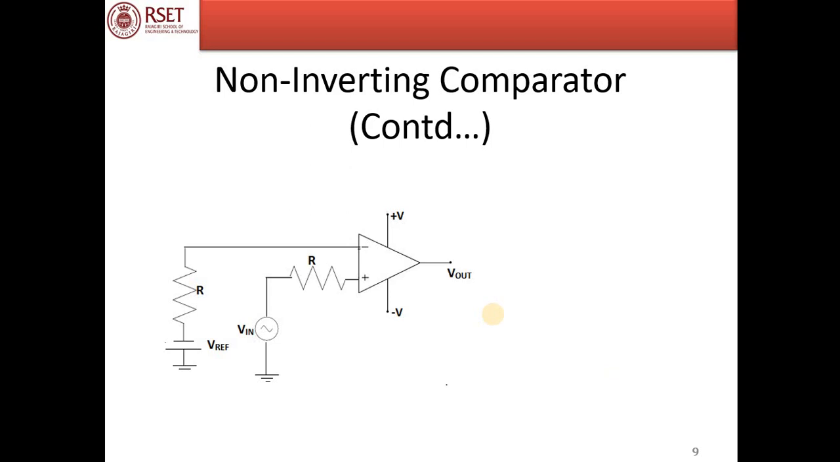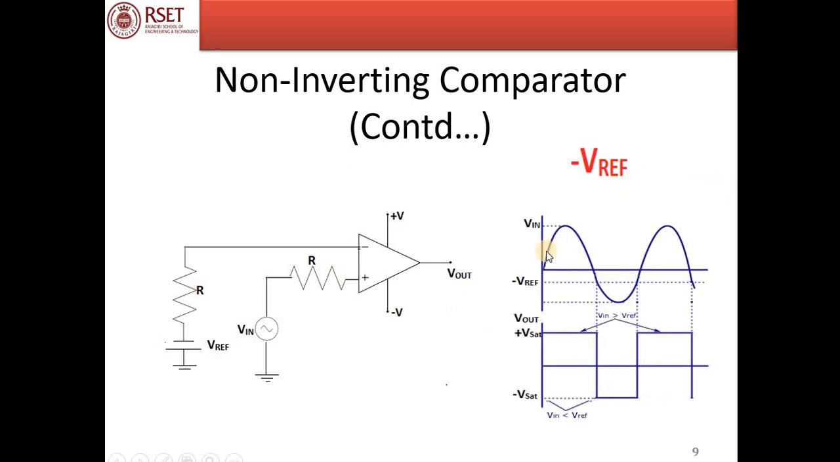Now let us consider a non-inverting comparator with a negative value of V reference. For this much portion, the input voltage applied to the non-inverting terminal is more than the reference voltage. So the output is plus Vsat. And in this particular region, the input voltage drops below reference voltage and the output switches to minus Vsat, as can be clearly seen from the graph.